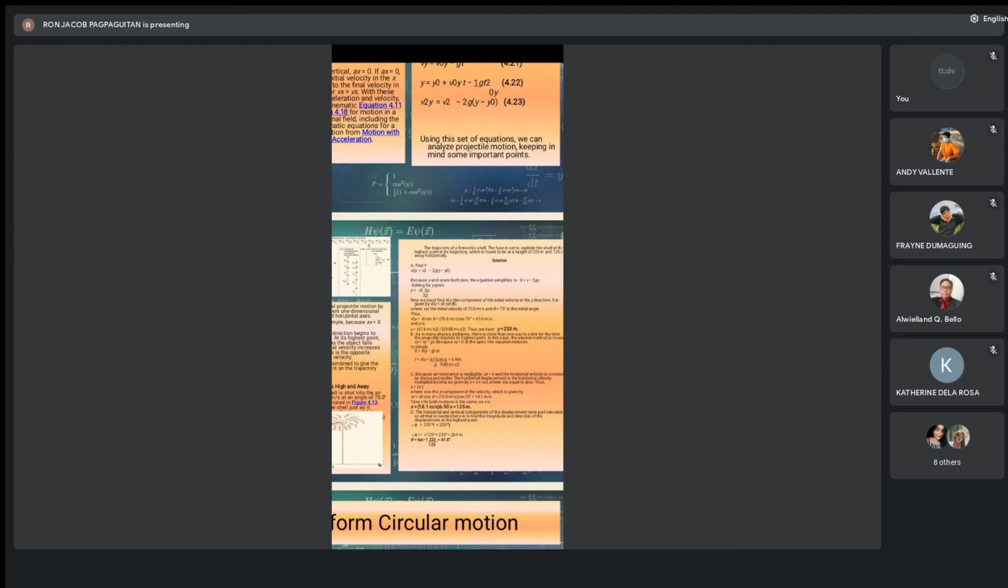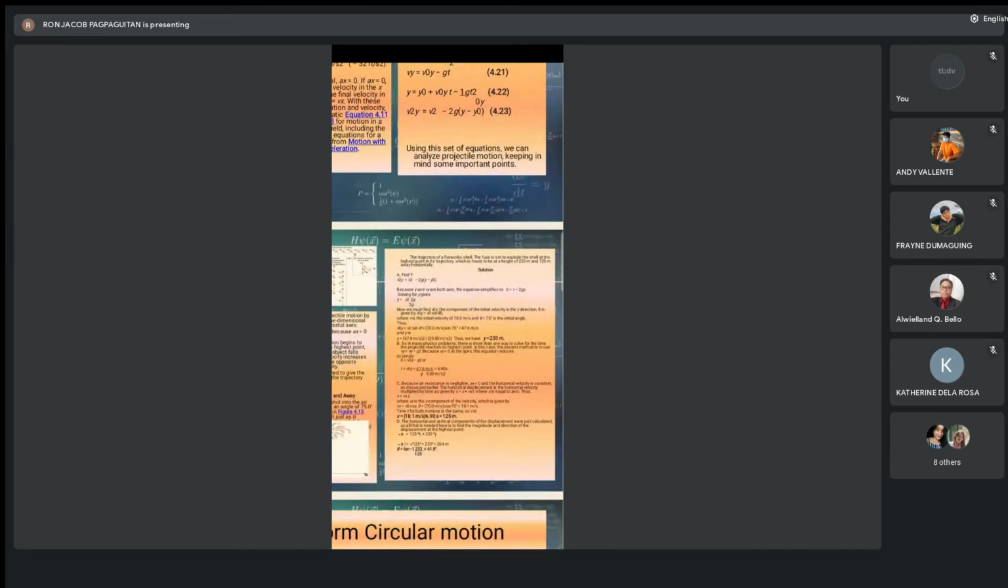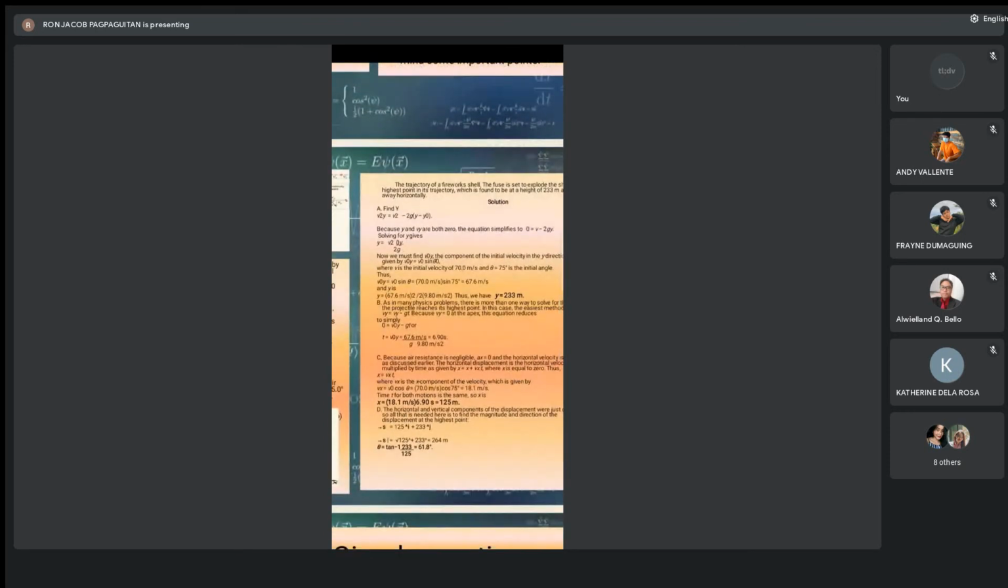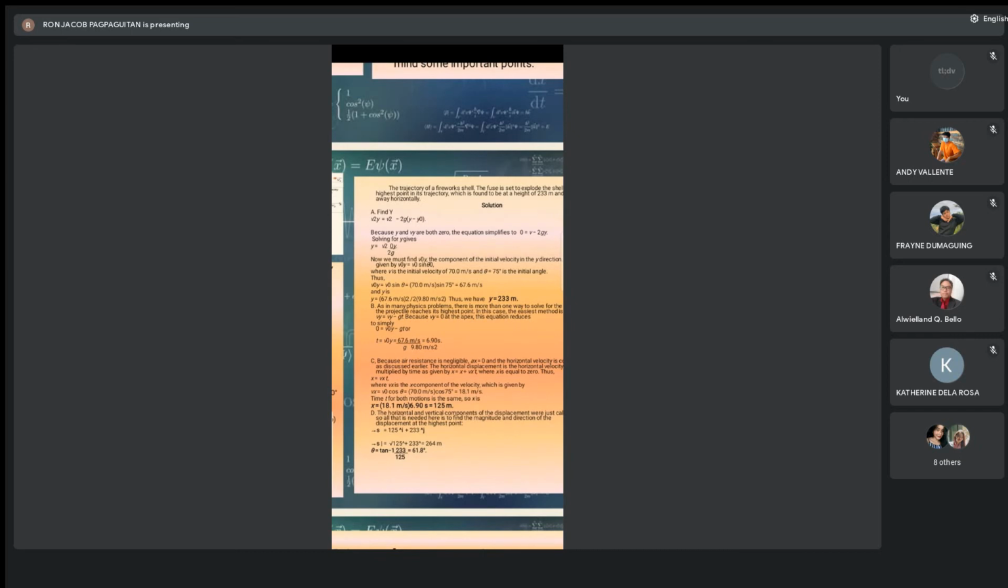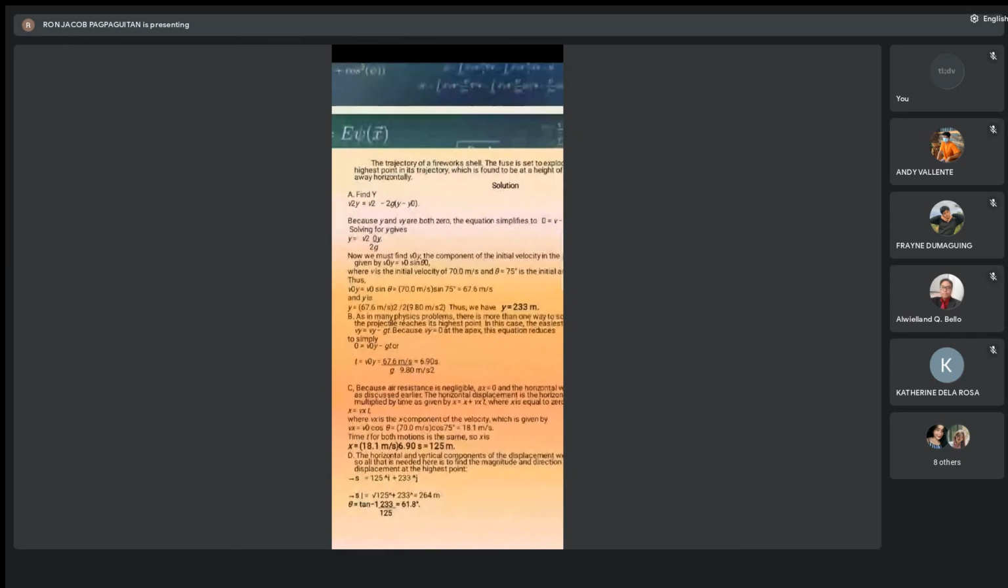Since we know the initial and final velocity, nag-given na ang initial and final velocities ganiha: ang initial speed kay 70.0 meters per second and ang angle of 75 degrees. So, we will use the equation V squared subscript y equals V squared subscript 0y minus 2g(y minus y subscript 0). Because y subscript 0 and V subscript y are both 0, the equation simplifies. Atong i-simplify ang equation. Mahimo siya og 0 equals V squared subscript 0y minus 2gy. Muna ni siya ang atong makuha.